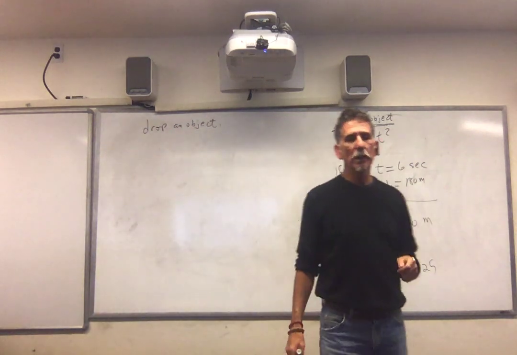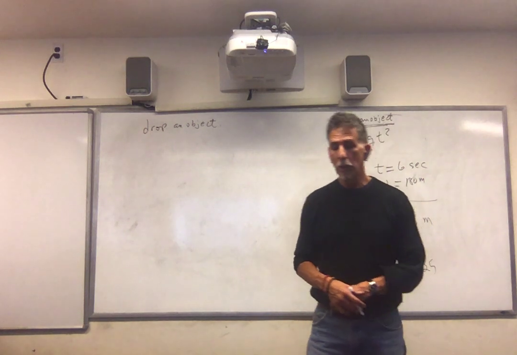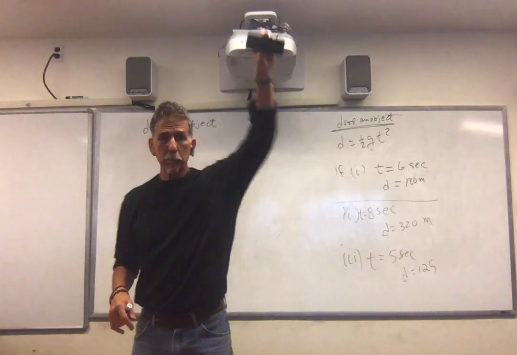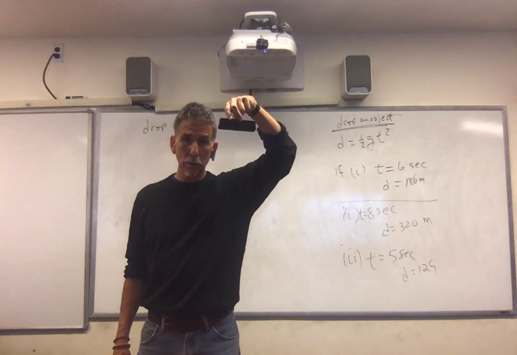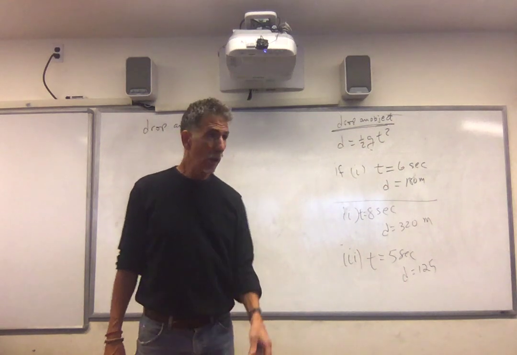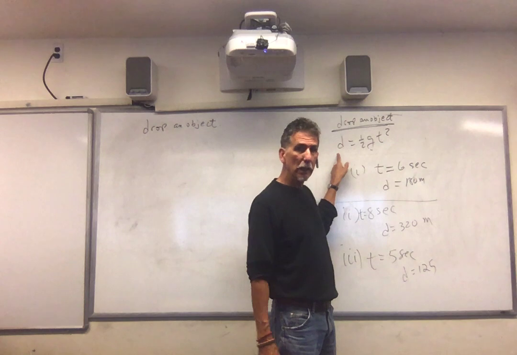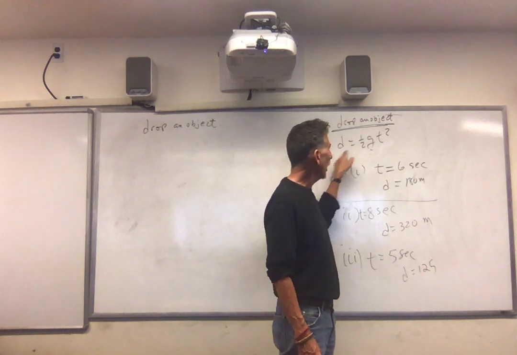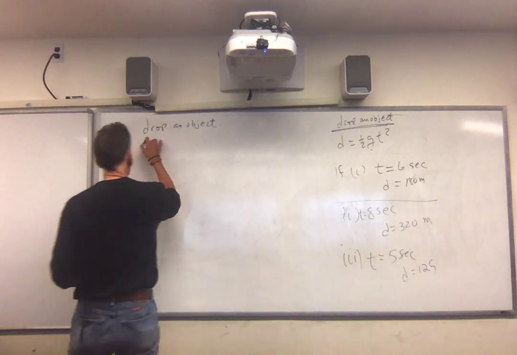Suppose I tell you the distance and I want to know the time. So suppose I say an object is dropped from a building that's 400 meters high. How long did it take? So in this problem, I told you T and wanted to find D. Now I'm telling you D and want to find T. So we need to solve. Let's solve for T.